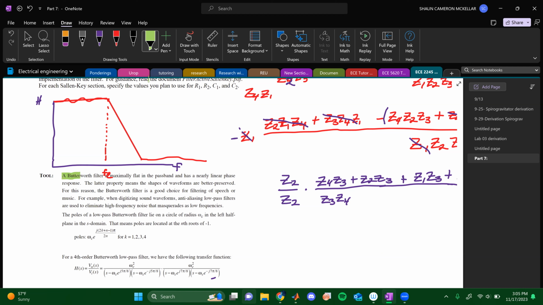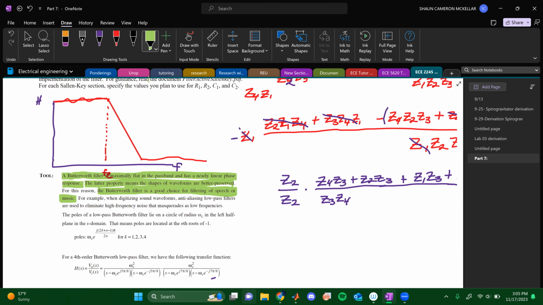So yeah, let's just quickly review what this talks about. It's maximally flat in the passband, has a nearly linear phase response. This means that the waveforms are better preserved. And for this reason, the Butterworth filter is a good choice for filtering of speech or music. So it's great for audio circuits.